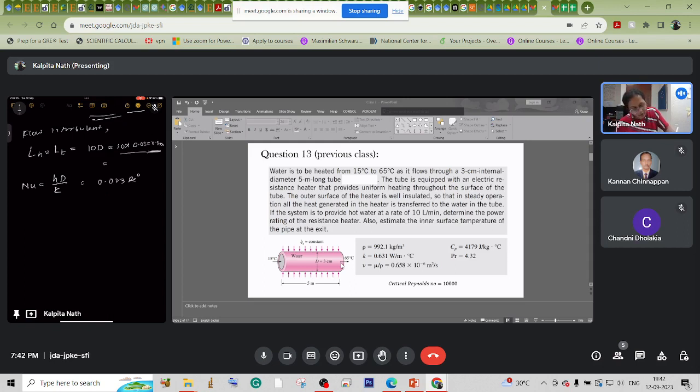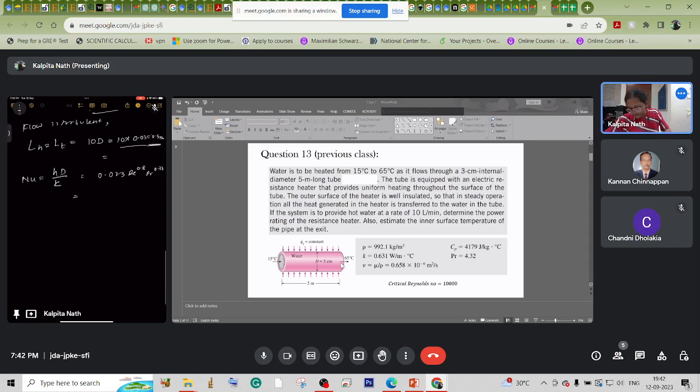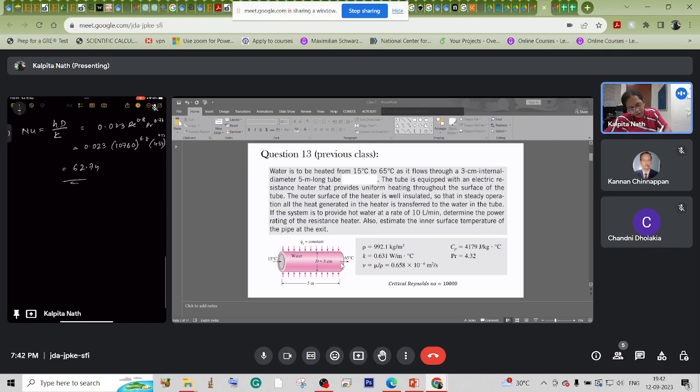Now Nusselt number is hd by k, and for turbulent flow we know that it is 0.023 Reynolds number to the power 0.8 Prandtl number to the power 0.33. In the previous class, I have already shown you this, the Dittus-Boelter equation. So this 0.023, Reynolds number is this much, to the power 0.8, into 4.34 to the power 0.33. This will come out to be 62.74. Now from here we can clearly find out h.